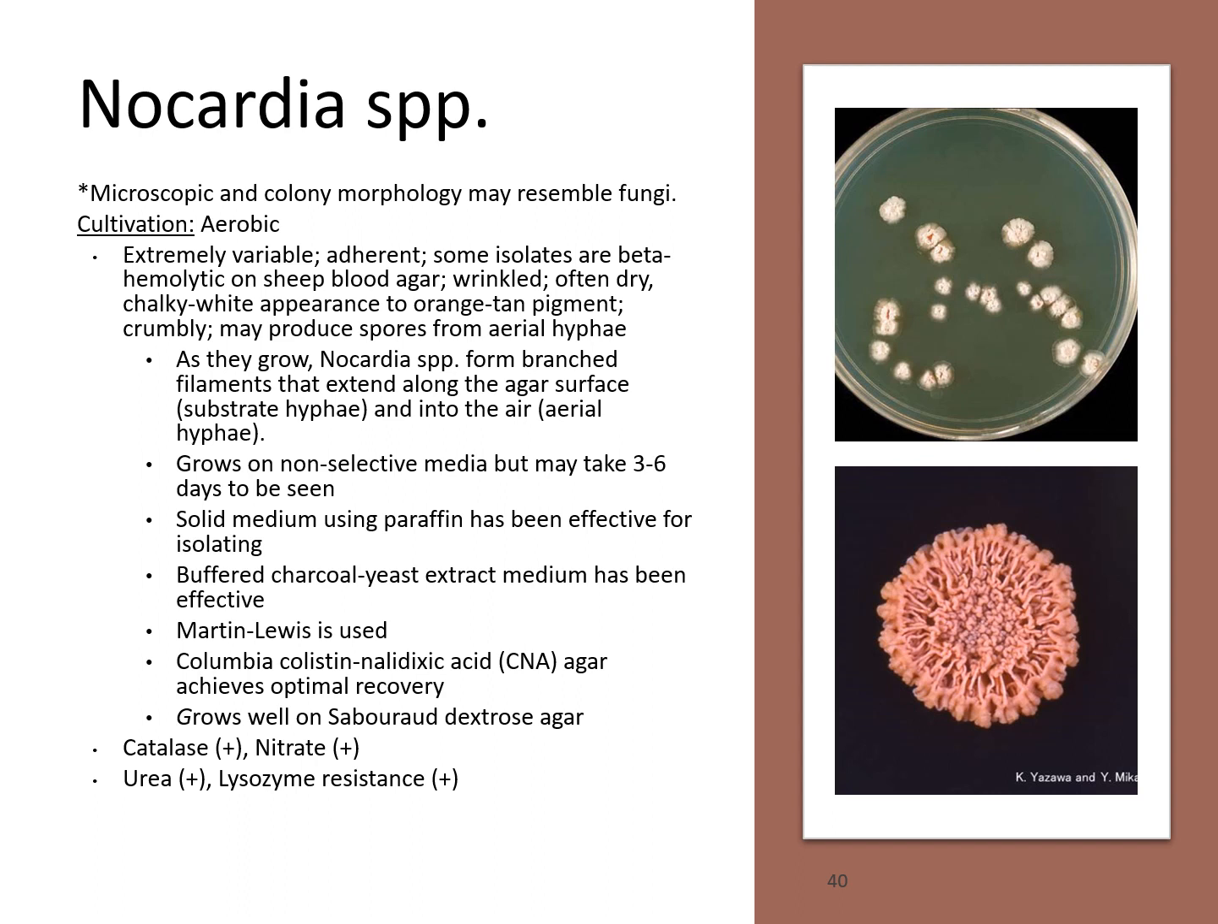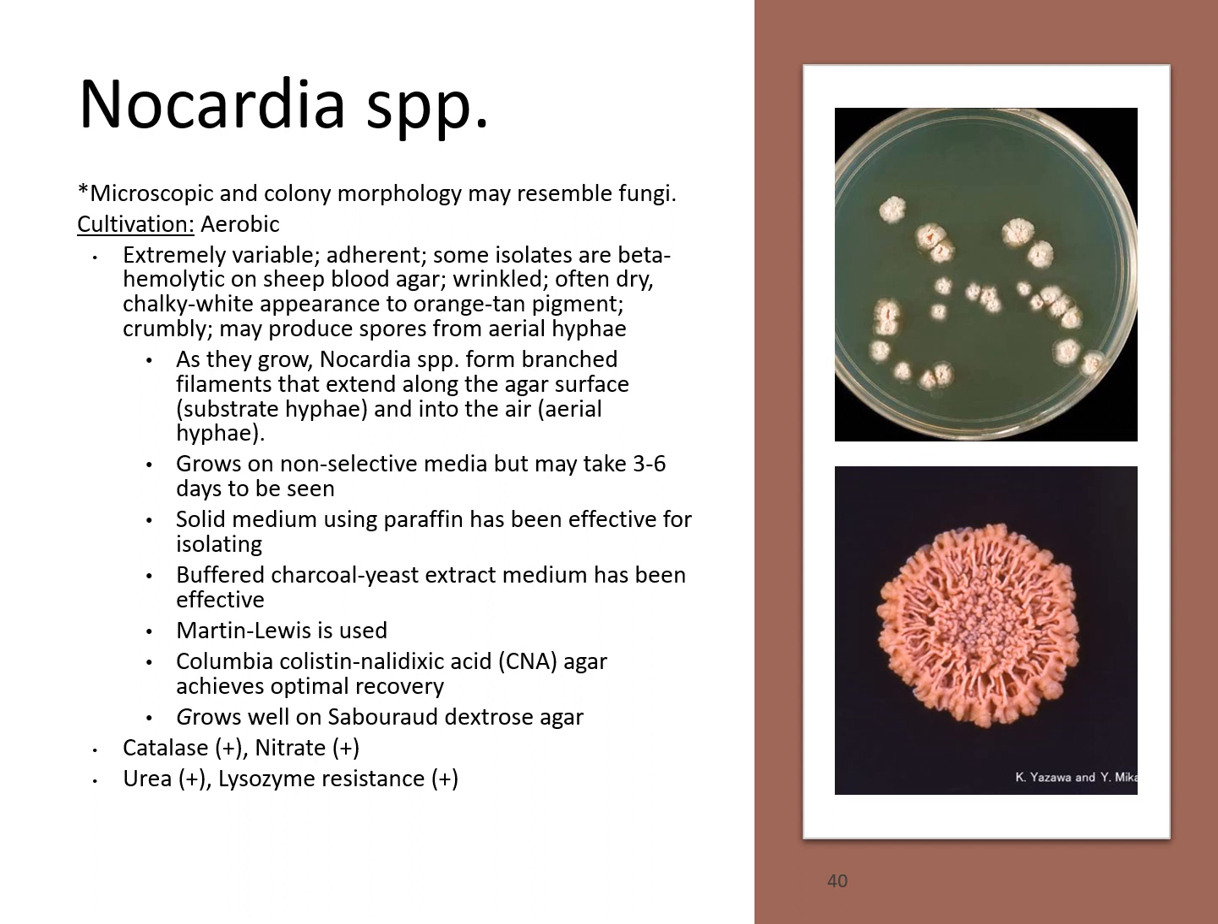Nocardia organisms can have a variable appearance when they are cultivated and growing on the agar. If they grow on a blood agar, they could produce a beta hemolysis. But they typically look dry or chalky white to an orange-tan pigment, and they can have a crumbly look. As they age, they can start to produce aerial hyphae, which can make them look similar to some of the fungi. If you remember from our yeast lecture, some of the organisms would have that wrinkly appearance.